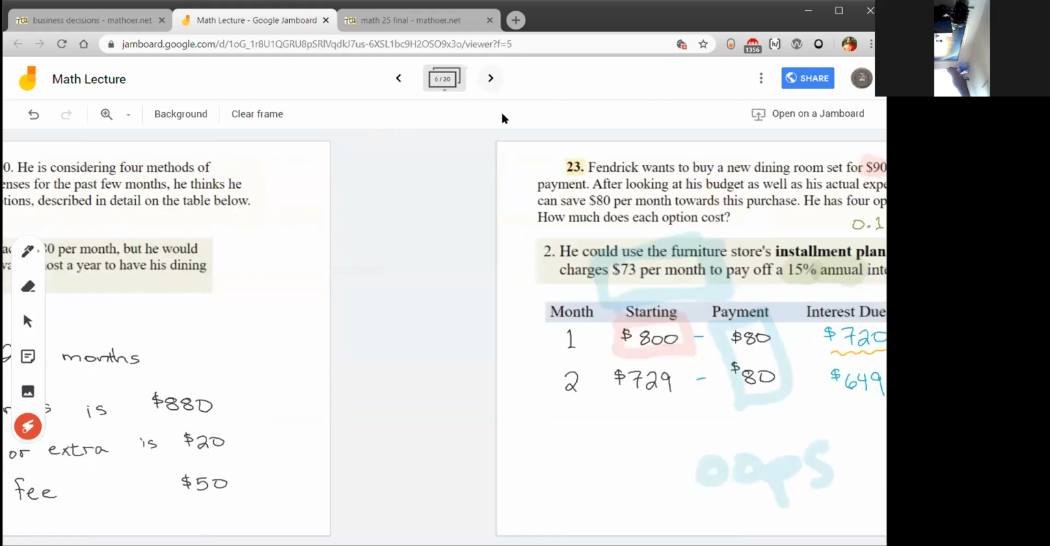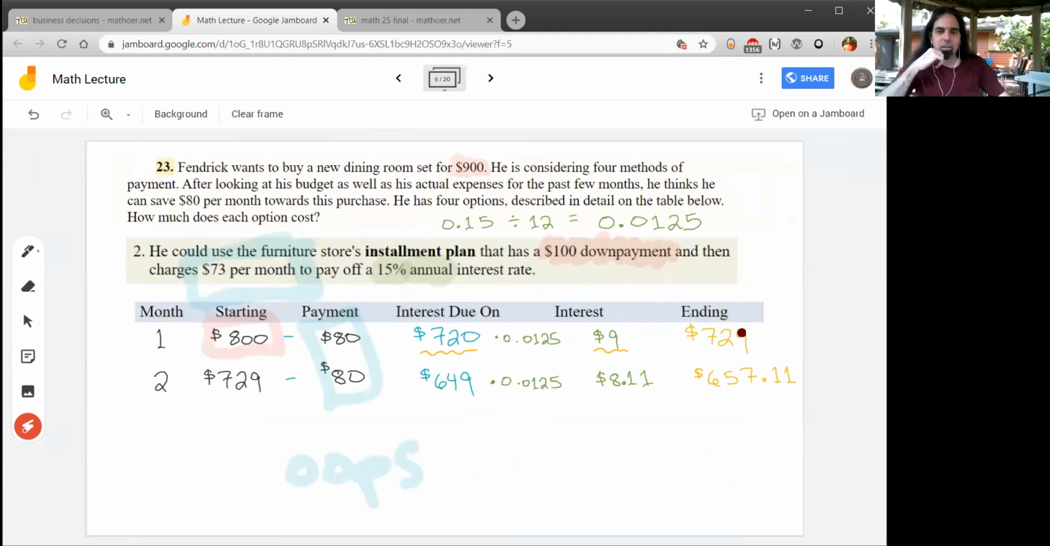Okay, but that's how these work. Subtract, multiply, add the two things, move on to the next row. Read the problem better than I did.